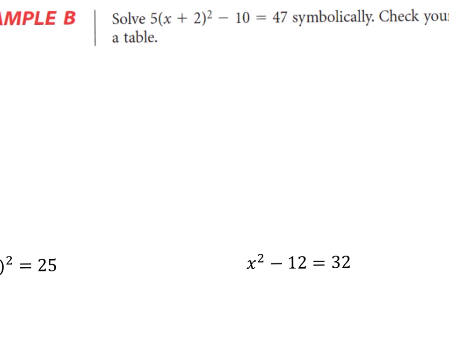So the first step always in solving this by hand is to isolate the squared piece, which in this case is this x plus 2 squared. And we are actually going to write down all of our steps as we go along. So first, we are isolating the squared piece.